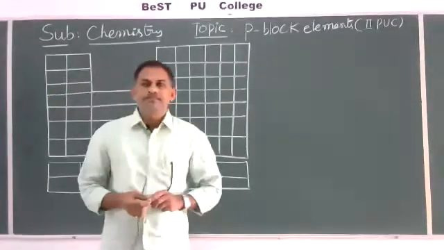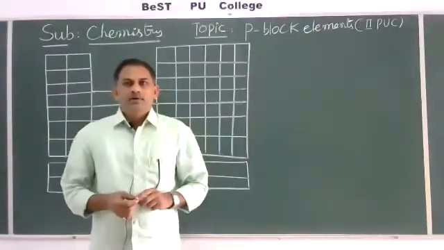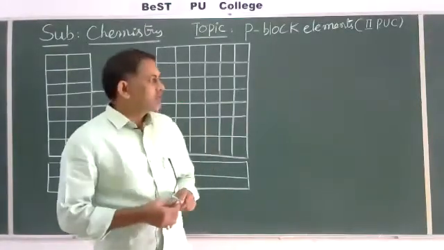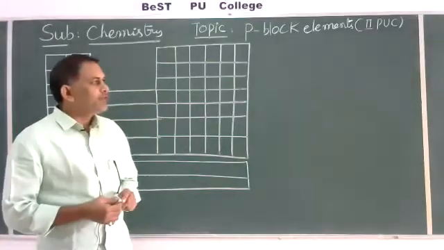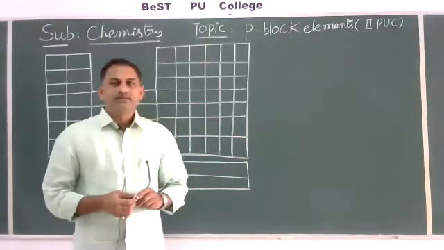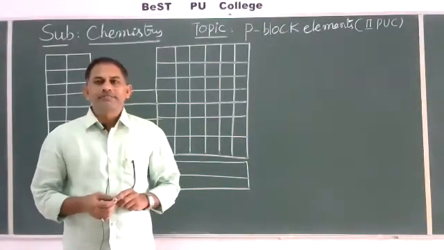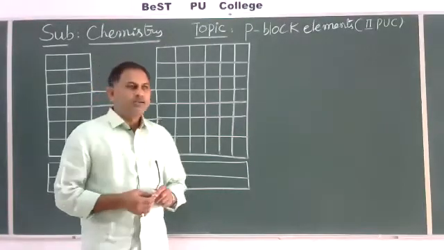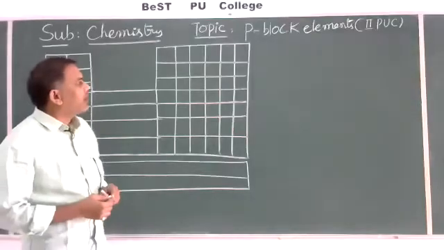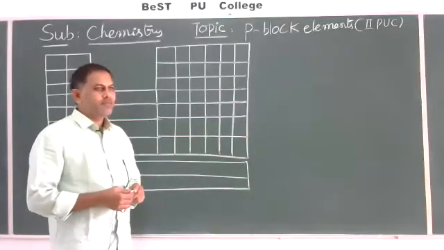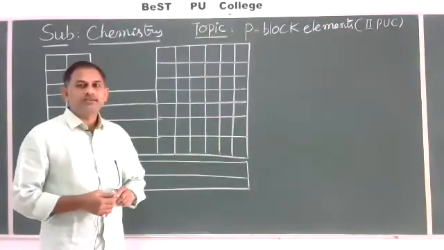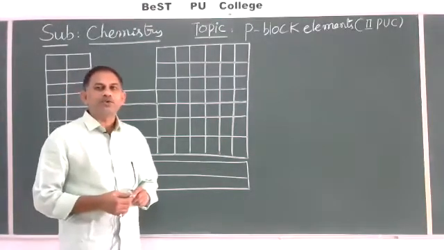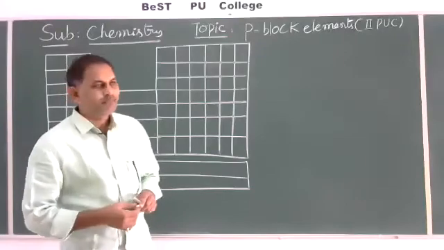In second year, out of 16 units, there are 5 units completed. 2 are from physical chemistry, surface chemistry and chemical kinetics, and 2 are from organic chemistry, and 1 is inorganic, that is general principles and isolation of elements.